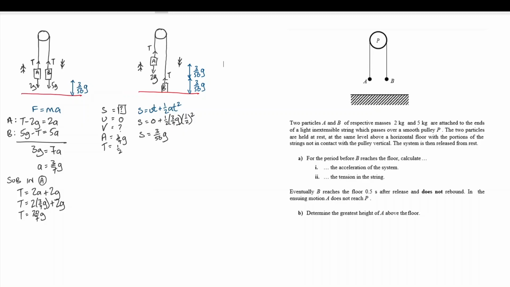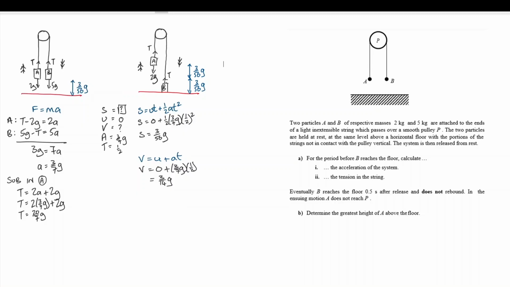We do need to know the velocity B hits the ground with, because this will be the initial velocity for A as it moves into free flow. Okay, so using the same variables, using V equals U plus AT, and substituting in what we know. The velocity is going to equal 3 over 7g times a half. No need for a calculator once again. 3 over 14g, that's the velocity B hits the ground with. It's the initial velocity of A as it starts to move freely.